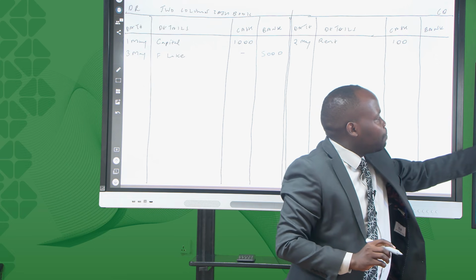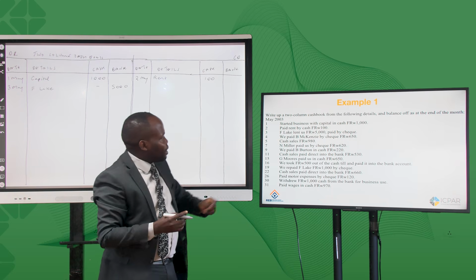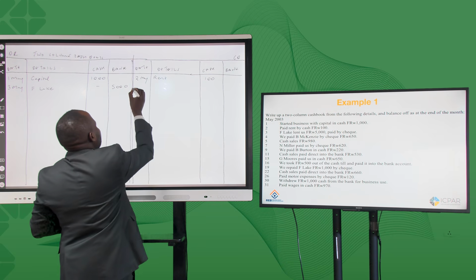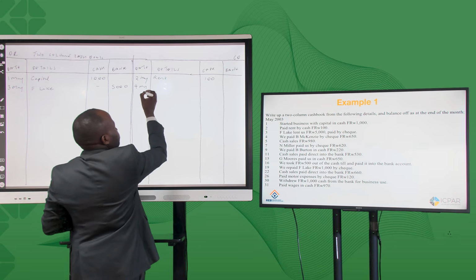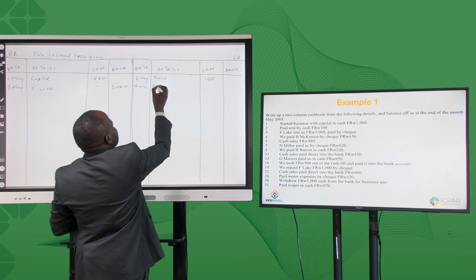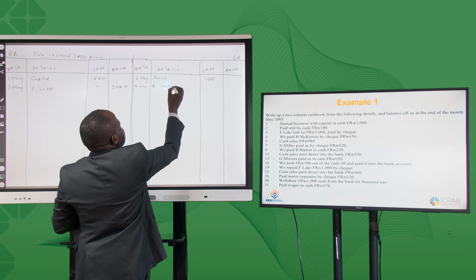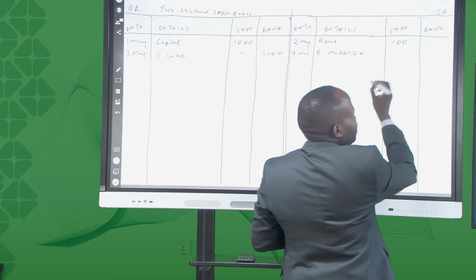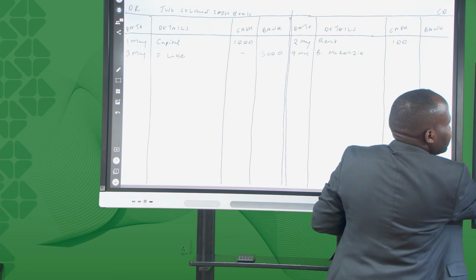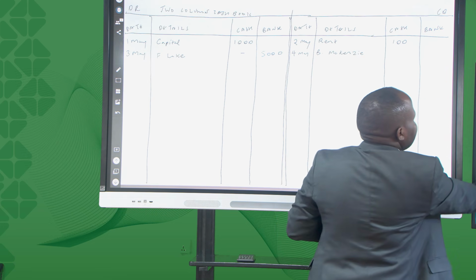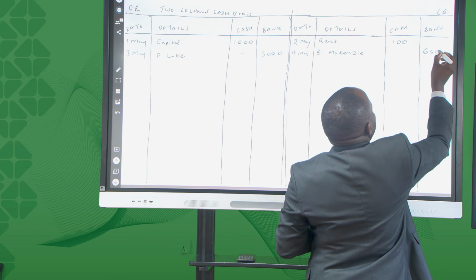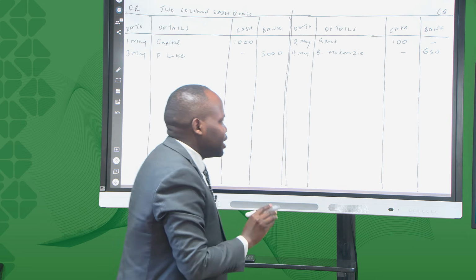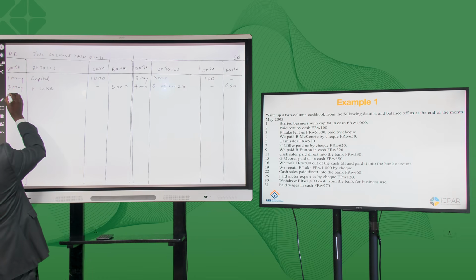Next, we paid, going out. We paid B. Mackenzie by check 650. So on the 4th May, we paid B. Mackenzie 650 by check. So 650 by check. Next, cash sales of 980, 5th May.